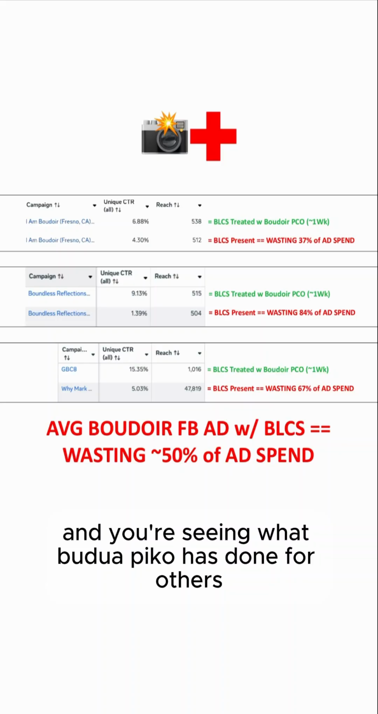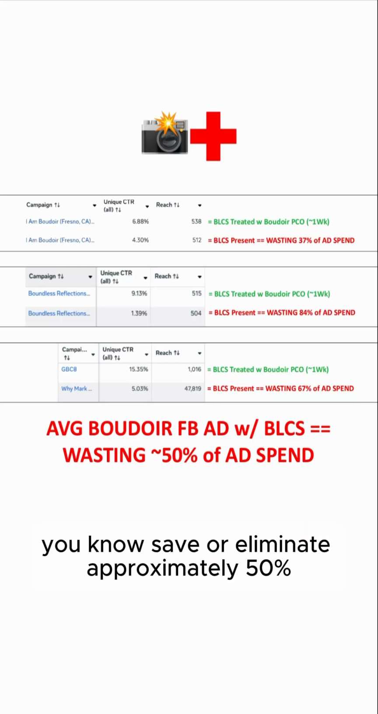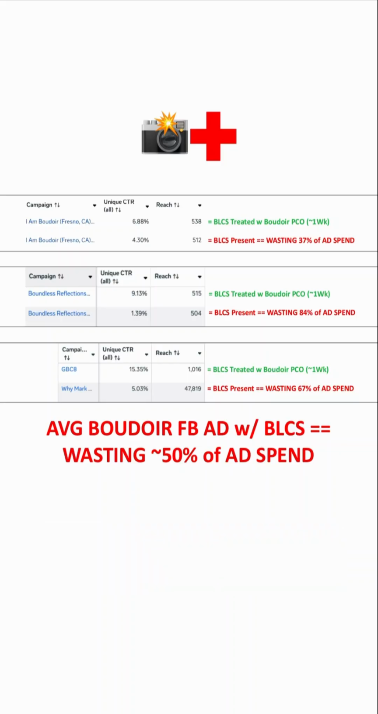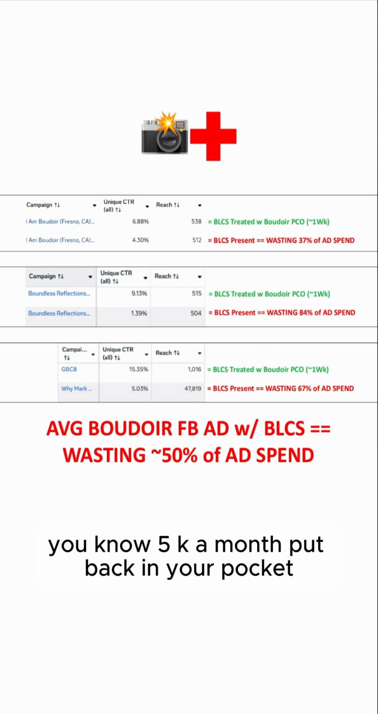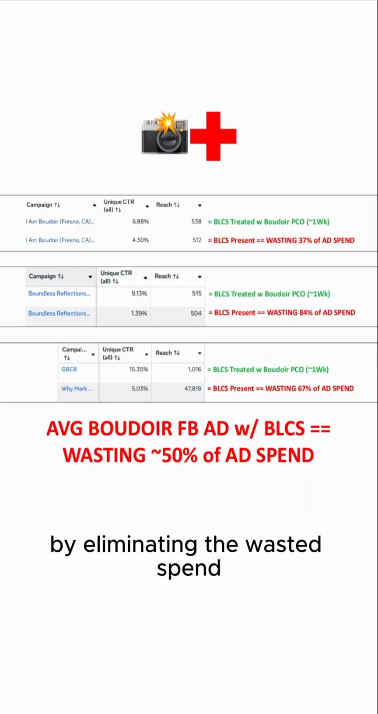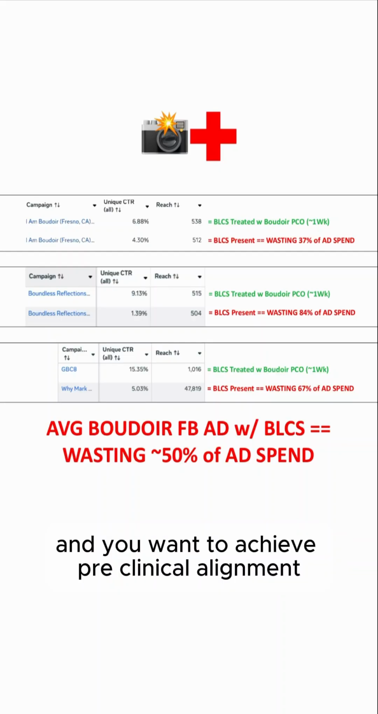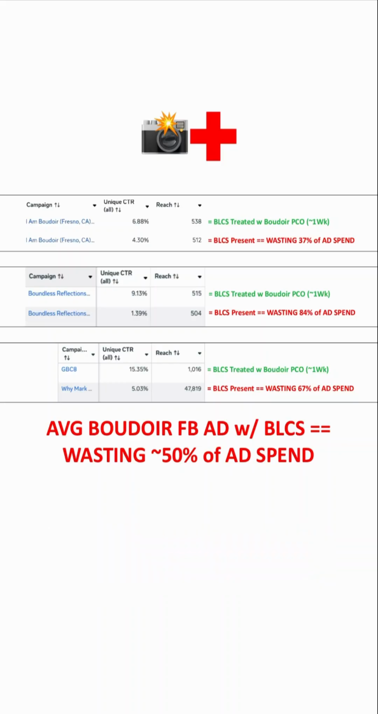And you're seeing what Boudoir Pico has done for others, the Boudoir Pico treatment. And you see on average it can save or eliminate approximately 50%. 5K a month put back in your pocket, approximately 60K over the next 12 months by eliminating the wasted spend and bringing your required spend down. And you want to achieve pre-click alignment. So you can become a dominant Boudoir advertiser with Boudoir Brain Entry Boost, because that's what you need on your path to become a #1 boudoir photographer in your city.